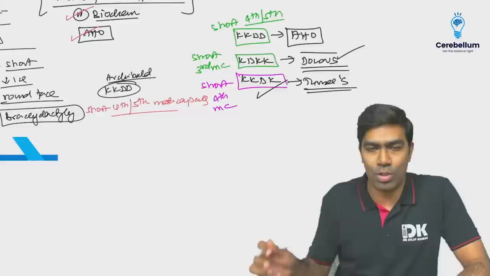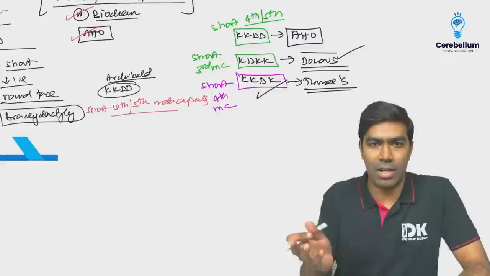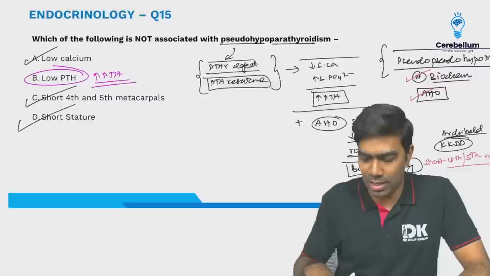Turner syndrome. So knuckle, knuckle, dimple, dimple: AHO. Knuckle, dimple, knuckle, knuckle: Down's. Knuckle, knuckle, dimple, knuckle: Turner's. I think now you can understand this clearly. So that's another interesting thing about this question.